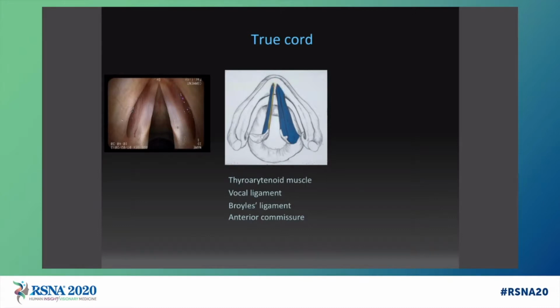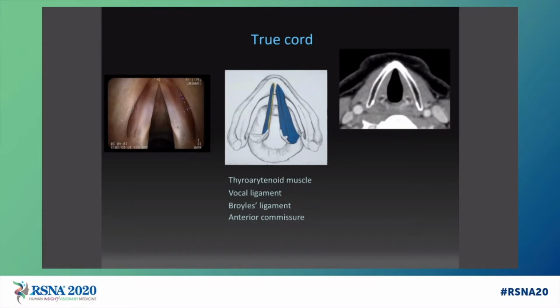And here the vocal ligament is called Broyles ligament. Broyles ligament goes right into the thyroid cartilage where there is no perichondrium. So here's an axial CT image showing the level of the true cord. And you can see at the level of the anterior commissure, there's usually hardly any soft tissue at all. The vocal ligament inserts to the base of the arytenoid cartilage. So when we see the cricoarytenoid joint, both cartilages on the same image, you know you're at the level of the vocal ligament or the true cord.